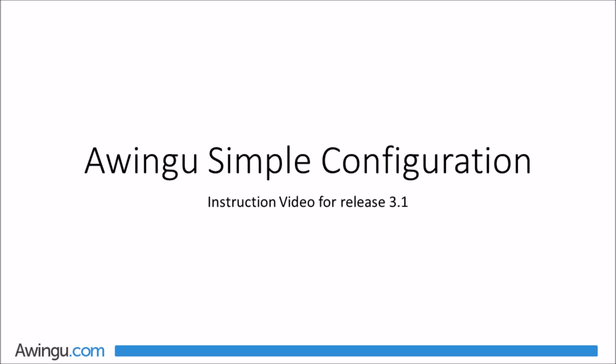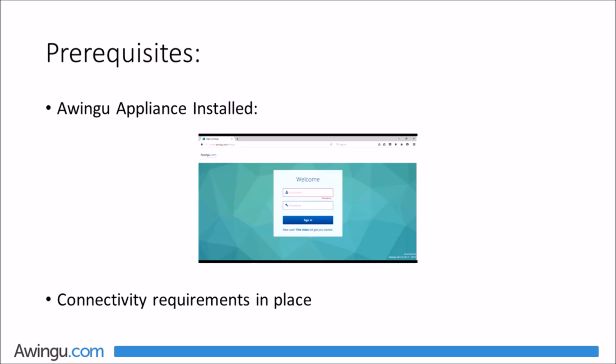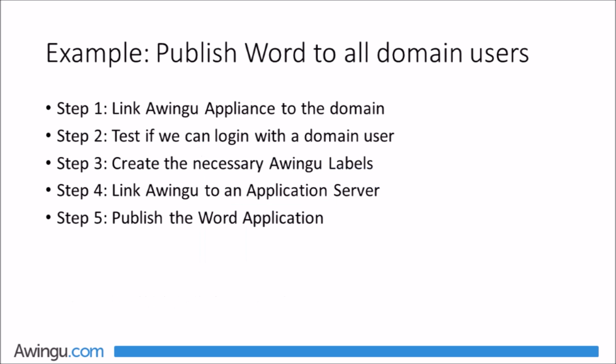Simple configuration video. Before we continue with this video, please make sure that the Awingu appliance is installed and that all connectivity requirements are in place. As an example, we will show you how to publish Word to all domain users.